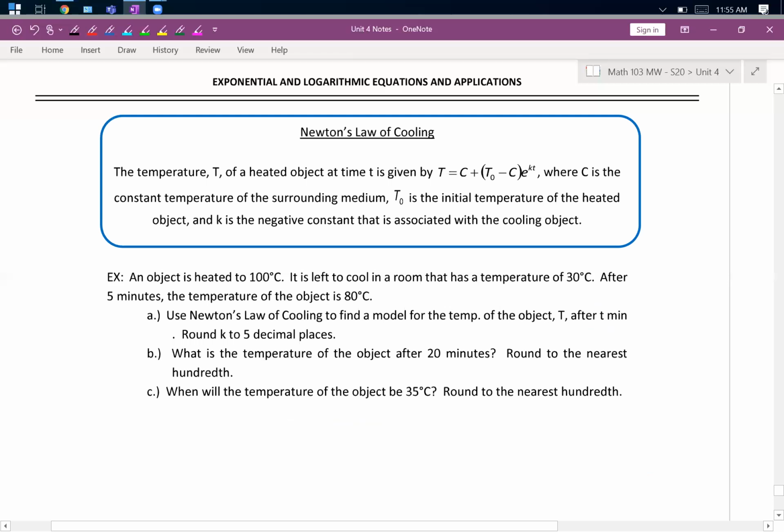So this is very similar to the first step in the exponential growth and decay. We're going to plug numbers in for big T, C, T sub 0, and little t, and then we're going to solve for k. Then we will rewrite our equation plugging in our T sub 0, our C value, and the k that we found. See, the temperature of the surrounding medium stays constant, so that's not going to change, so that's why we can plug it into our formula. Also, the initial temperature is not changing, so we can plug that into our formula.